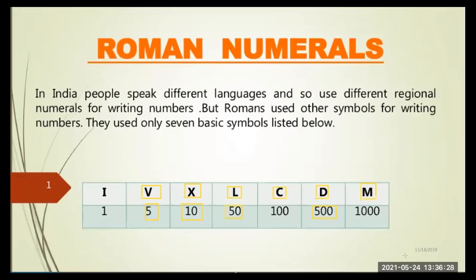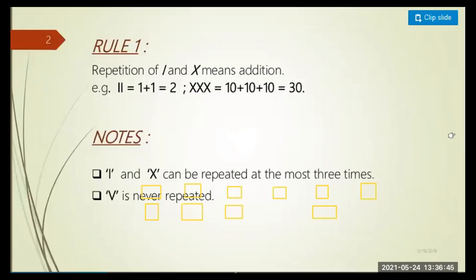So now let's move to the next slide and let's see, here some rules are there for writing Roman numerals. So let's see the rules. In the next slide, you can see some rules. The first rule is what you can see on your screen: repetition of I and X means addition. Whenever we see that I and X is repeating, that means the same number is repeating a second time. Here you can see the example.